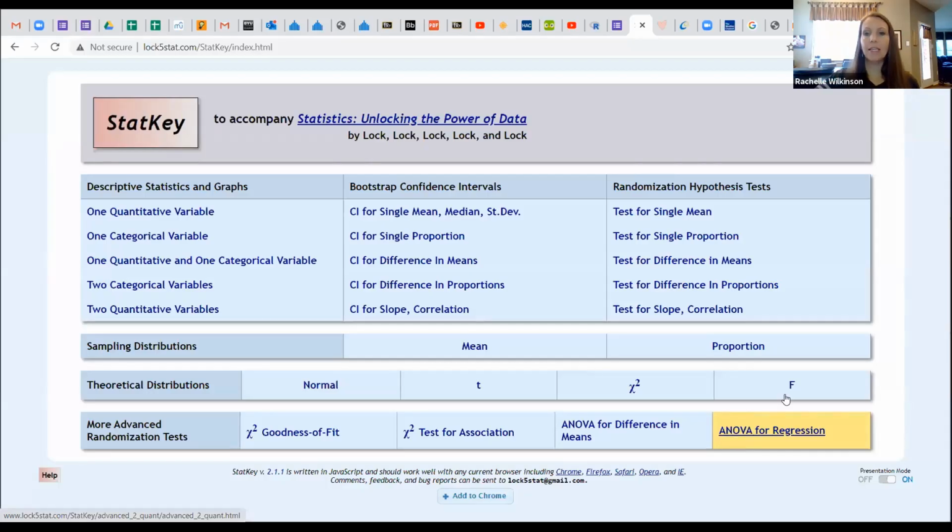Here I am in StatKey, and the first thing that I need to do is figure out the right place to click. And one thing that makes it a little bit easier is if I look on this far left-hand side, remember when we looked at the number and type of variables that we had? If I can find that over here, I can just move one over and that will tell me the right place to go for my bootstrap confidence interval. So I was looking at two categorical variables. So what I want to do is a confidence interval for the difference in proportions. So I'm going to click here.